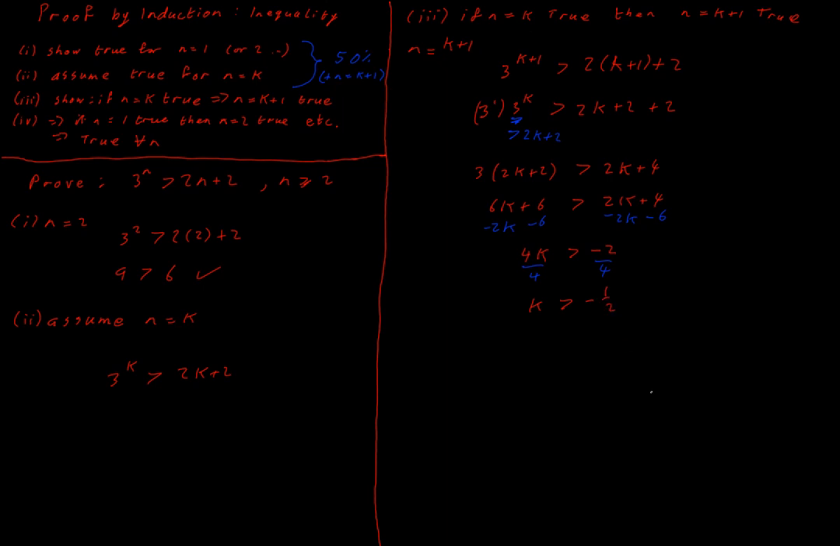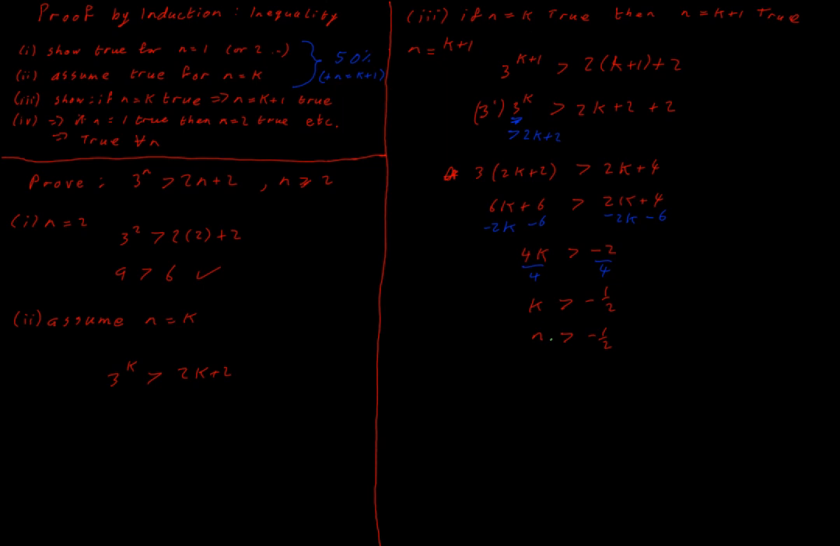Now, what in the world does that mean? It means that this relationship here will be true for any value of k greater than k equal to minus a half. Okay? Now, remember, k is a value of n. So what I've essentially shown is that this relationship here is going to be true for n greater than minus a half.